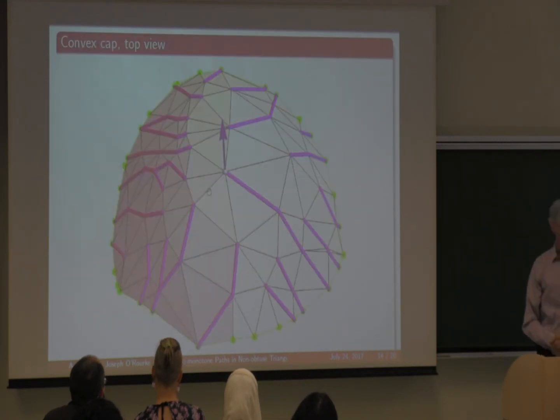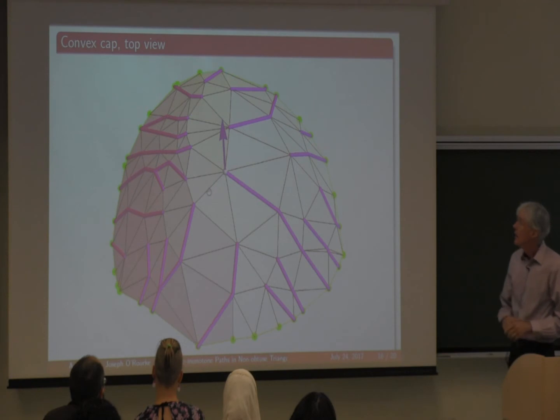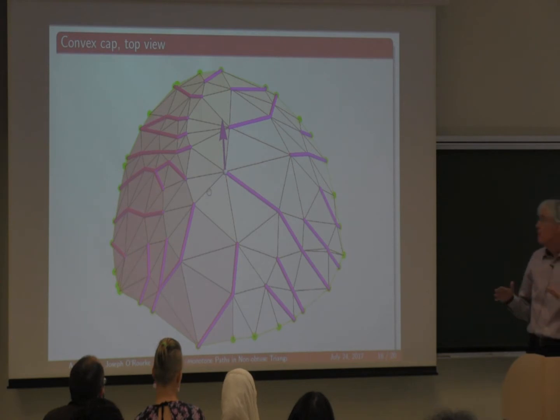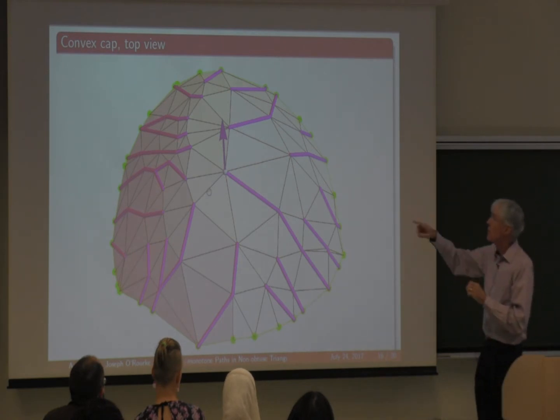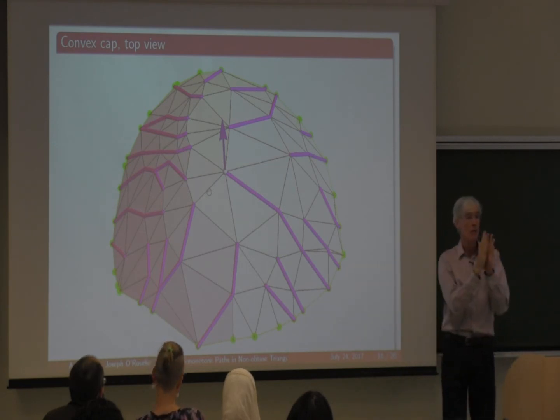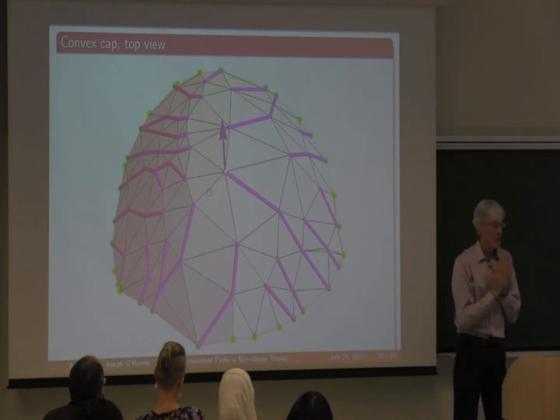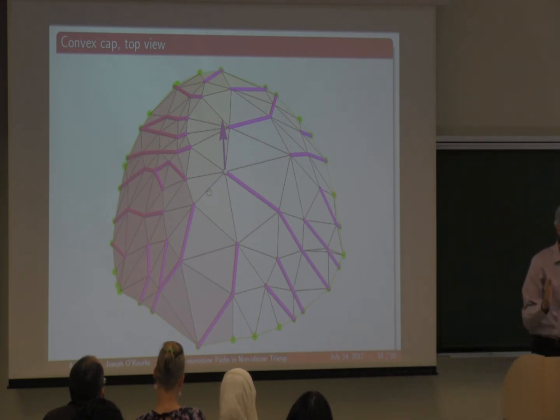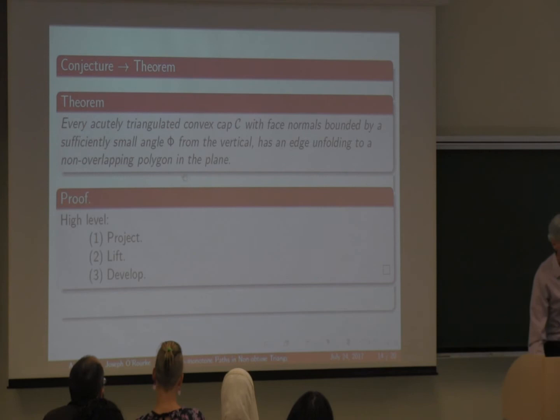So this is what I mean by a convex cap. It's like the top of a convex polyhedron. Nearly flat means that if you take say the z-axis as the purple vector and look at the face normals to all of these, they're not that far spread apart. Or rather, to be more precise, the face normal is bounded by a sufficiently small angle from the vertical.